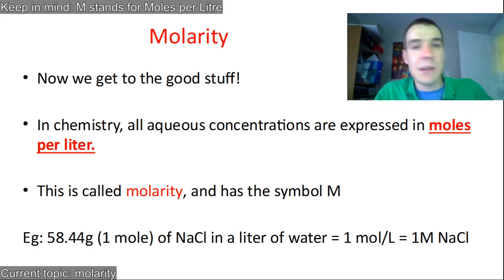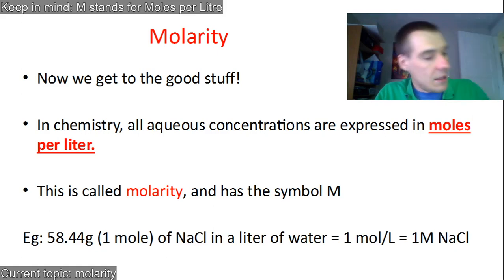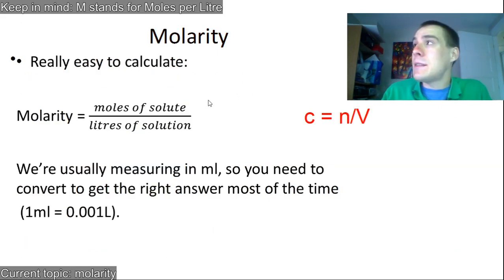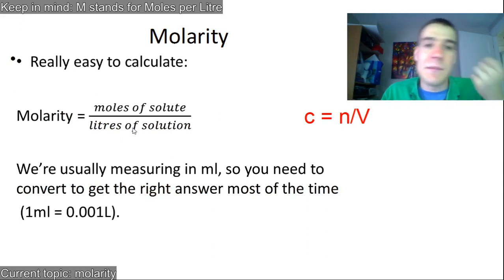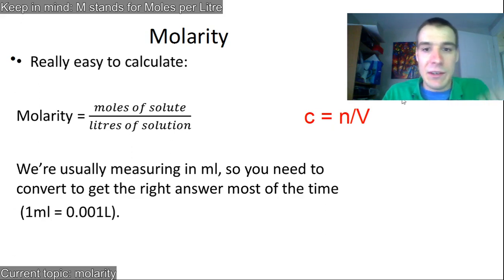Kind of like, no matter how much of this vinegar I use, it's always 7%. My 1 mole per liter solution is always going to be 1 mole per liter. We say molar a lot, 1 molar, 2 molar, stuff like that. Calculating it is very simple. It's moles per liter. You literally divide the number of moles by the liters of the solution. That's it.